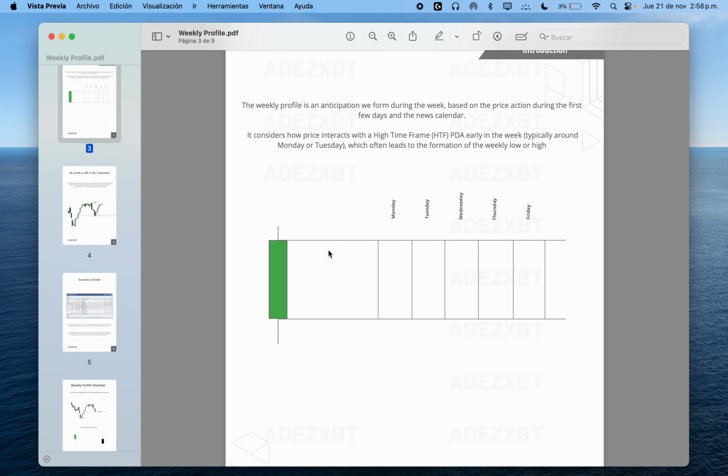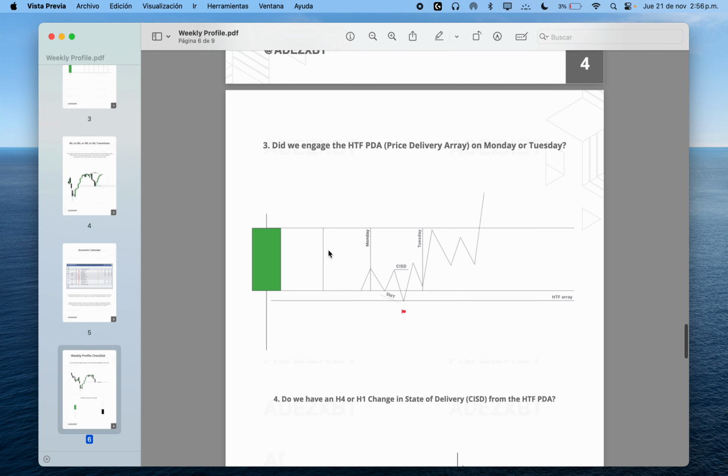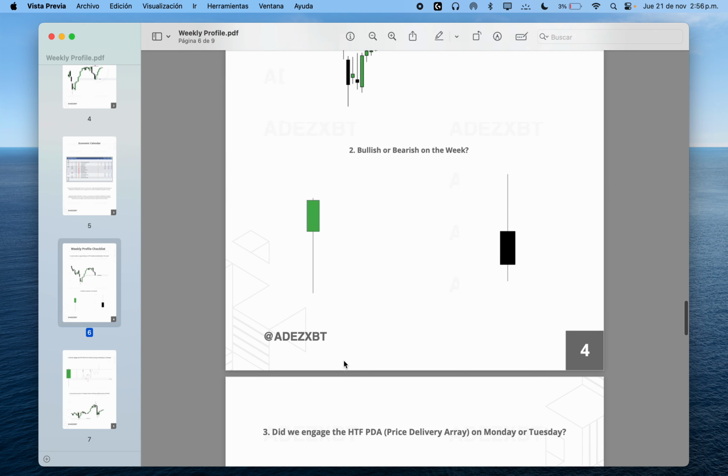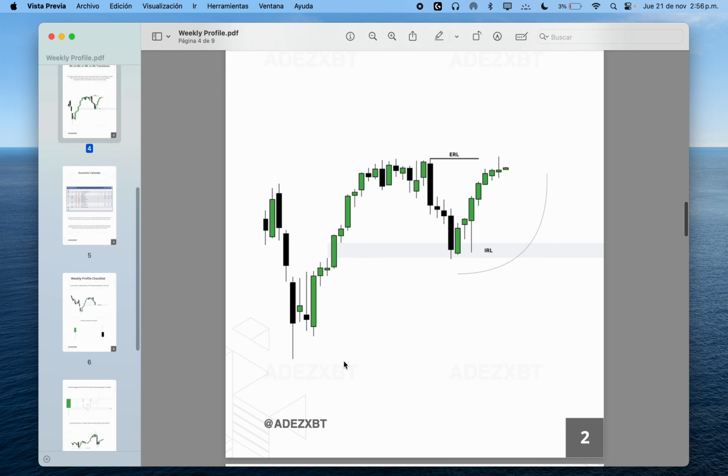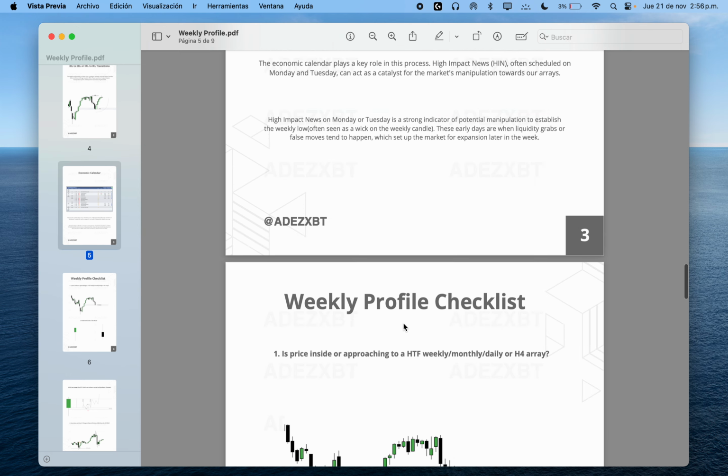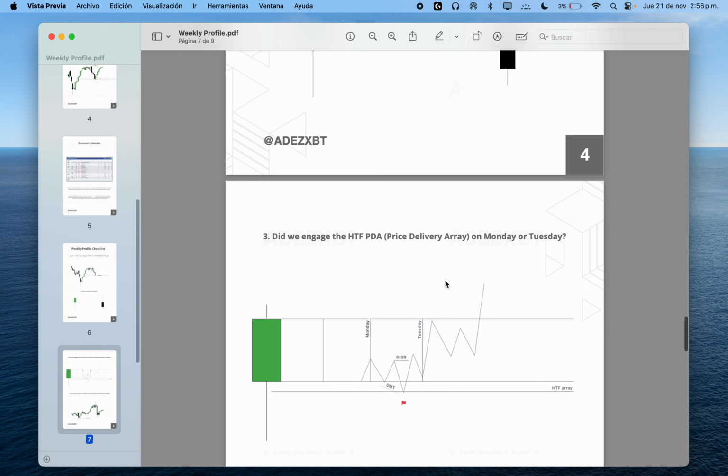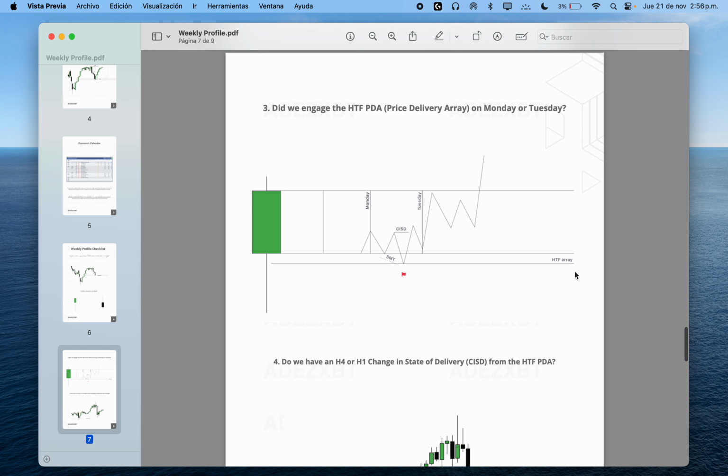This is pretty much how you want to be trading open, low, high, close, and open, high, low, and close. And I would recommend you guys take photos of all the concepts that we studied. Remember, the keys to understand this are internal to external, external to internal, and the economic calendar. We want to have high impact news on Monday or Tuesday. We want to engage a high time frame array on the weekly, monthly, daily, or H4. We want to consider where we are coming from. Ask yourself where price is likely to put in the week. If I could summarize all this in one sentence, weekly profiling is where price is likely to put the week.